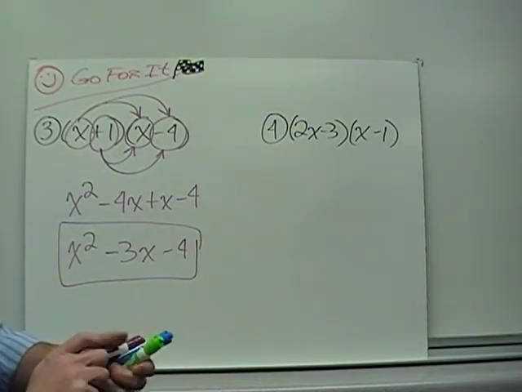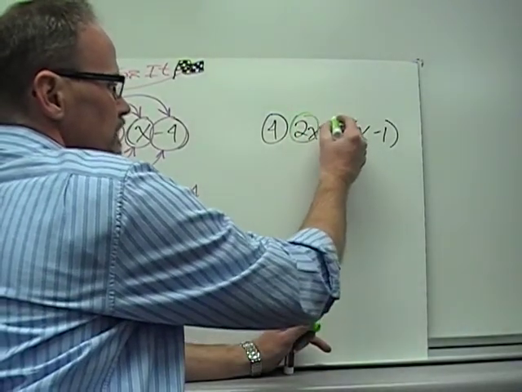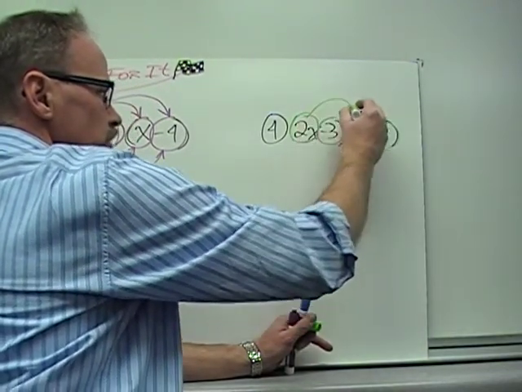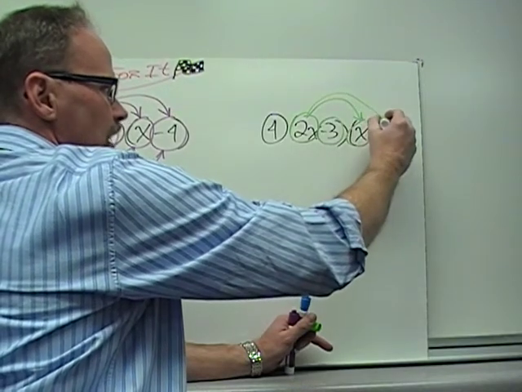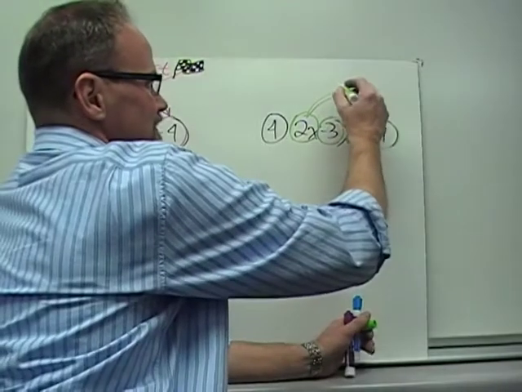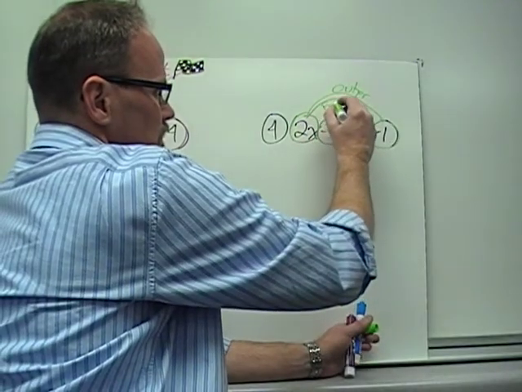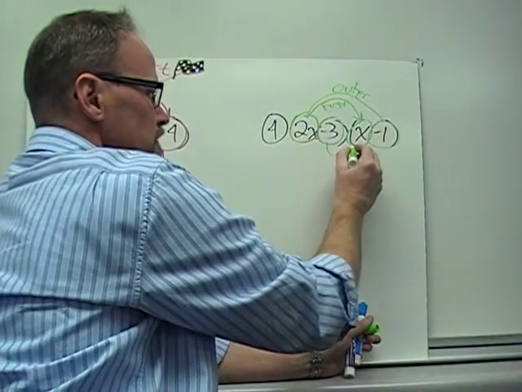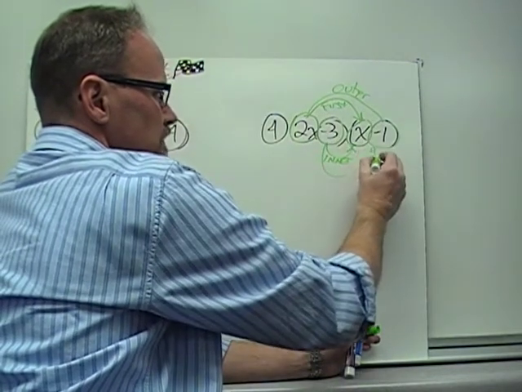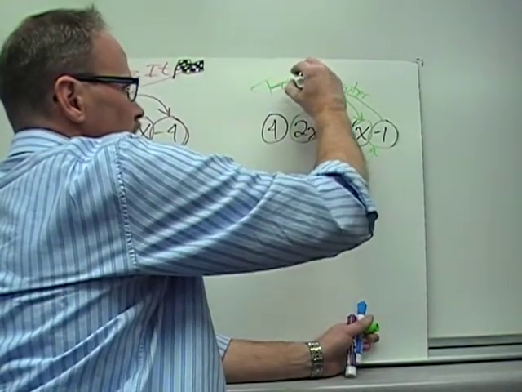Number 4, I'll use green. I love these colors together right here. Lime green and black, it's awesome. Ready? First terms. First, outer, first, and then inner, and last. Okay. FOIL.